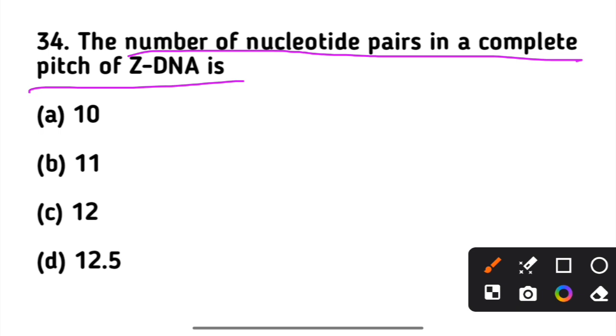The question is the number of nucleotide pairs in a complete pitch of Z-DNA: 10, 11, 12, 12.5. Option C is correct. The number of nucleotide pairs in a complete pitch of Z-DNA is 12.